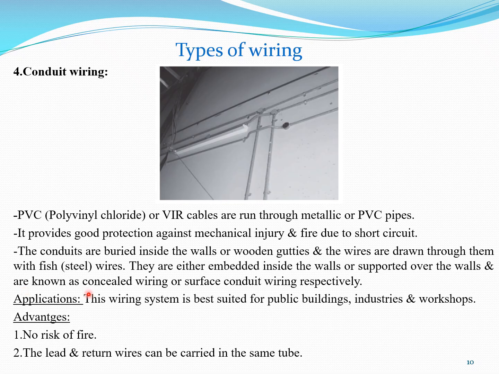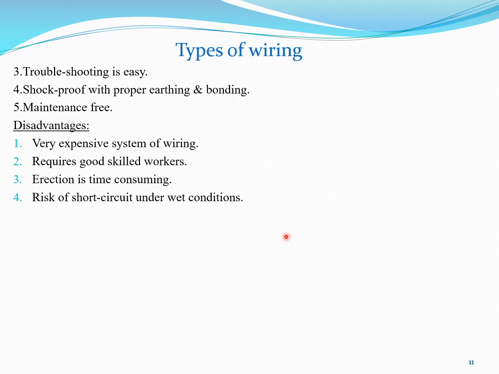What are the advantages of this type of wiring? First, there is no risk of fire because wires are laid through the conduit. Then the lead and return wires can be carried in the same tube. Troubleshooting is easy in conduit wiring. Conduit wirings are shock-proof with proper earthing and bonding, and they require very little maintenance. Hence, we can say these are maintenance-free wiring.